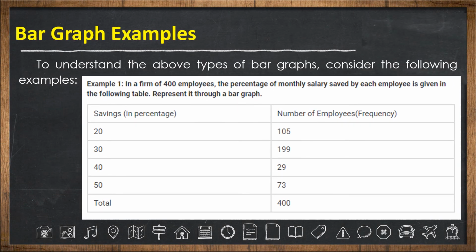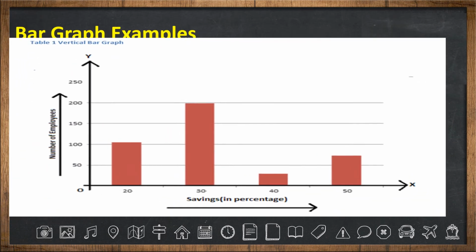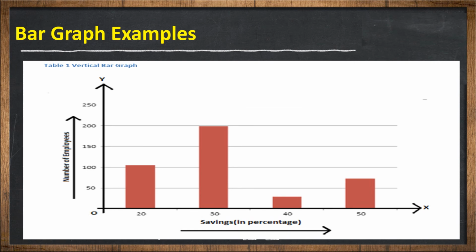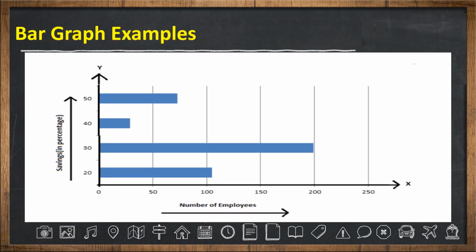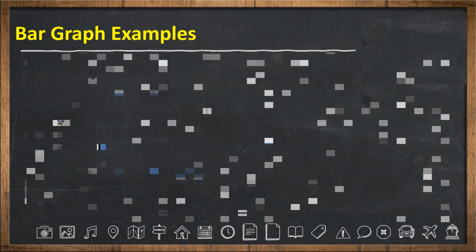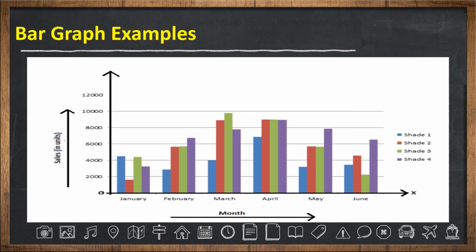Examples of a bar graph. To understand the above types of bar graphs, consider the following examples. Savings and number of employees: this will be the bar graph. Here we have the number of students, and this is the savings percentage. Another example of a bar graph: the same given data, but different graphs. It is also another way around.